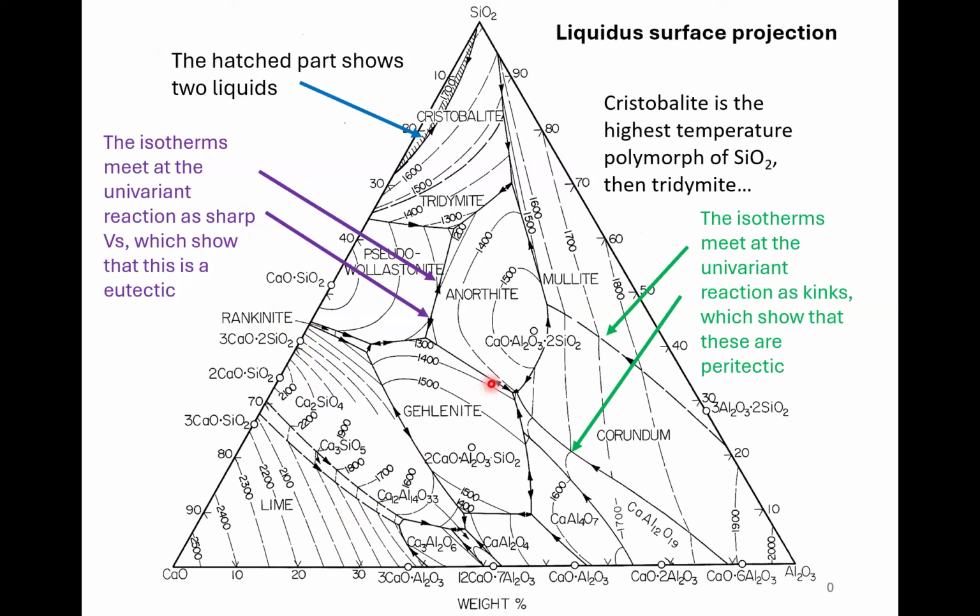This I cheated. I'm sorry, I didn't put where I got it from, but this is a nice liquidus surface. It's got the isotherms labeled. It's got arrows on the univariant reactions. The liquid surfaces are labeled. We know that's a maximum because the arrows, which always go in the direction of decreasing temperature, are going away from each other. And then a hatched part shows 2 liquids. Sometimes, especially when you've got more complex things, you can have not 1 liquid, but 2 liquids.